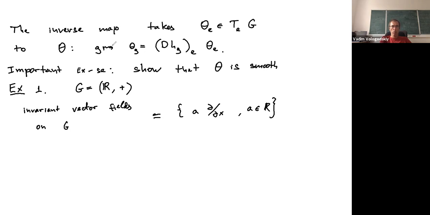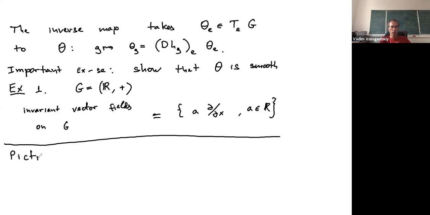From the very general claim that the space of G invariant vector fields is isomorphic to the tangent space, we know that this space must be one-dimensional. So basically the claim is that all these vector fields are invariant under translation. Let me draw a picture for you. What does it mean?